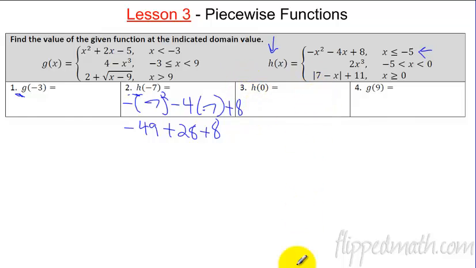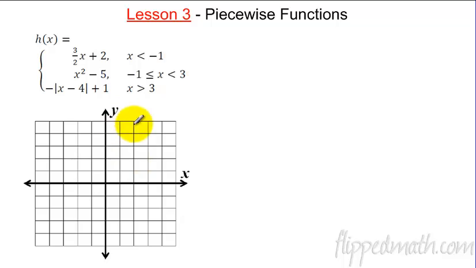Pretty basic there. These graphs are a little bit trickier. So let's graph 3 halves x plus 2. We come up here to 2, 1, 2, 3 over 2. Okay, so there's a line. But the problem is I don't want that whole line. We only want where x is less than negative 1. So that means all of that we would erase. And we're only caring about this open circle right there.